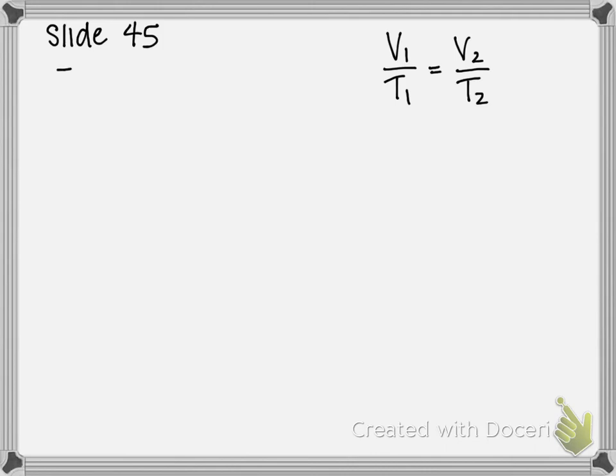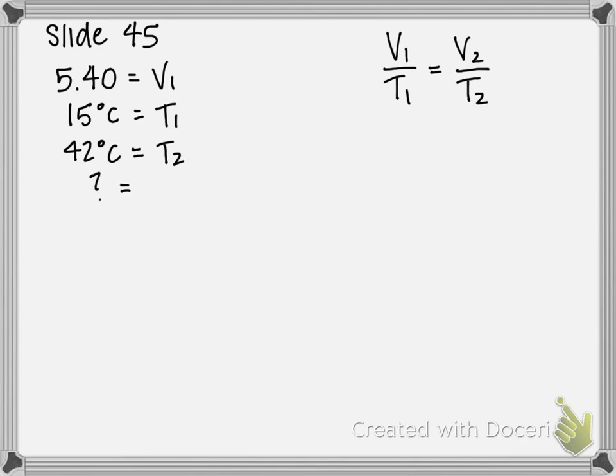That's going to be our V1, and a temperature of 15 degrees Celsius, that's our T1. And then the second part, we're looking for a final volume in liters of the gas when the temperature is increased to 42 degrees Celsius. So that 42 degrees Celsius, that's our T2, and we don't know what our V2 is.